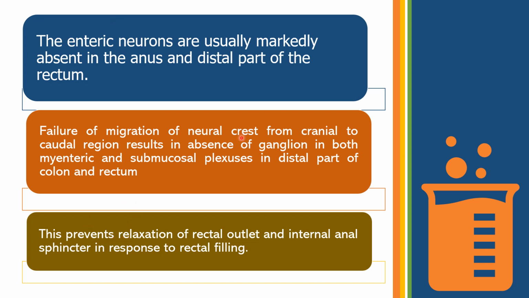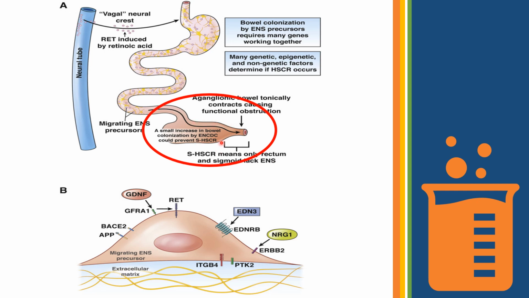This contracted or tonic part of the rectum will cause a narrow opening, or obstruction. Here in this picture, we can see that this part of the colon is the aganglionic part. This aganglionic bowel tonically contracts, and this tonic contraction causes what? A functional obstruction. It is not anatomically obstructed. Due to the spasm of this area, as a result of the absence of ganglion cells or nerve plexuses, this part of the colon will undergo spasm. That functional spasm will cause the obstruction, so this obstruction is a functional obstruction.